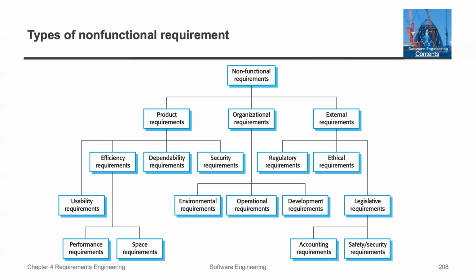So here's a picture, an organizational construct of what types of non-functional requirements could look like. You could think of product requirements, organizational requirements, and external requirements. Looking at the product requirements, you could have efficiency, dependability, security, usability. For organizational, you can be thinking about the various environments it has to work with, operations and development. And then finally, external requirements include the regulatory, ethical, and legislative elements that would be there.